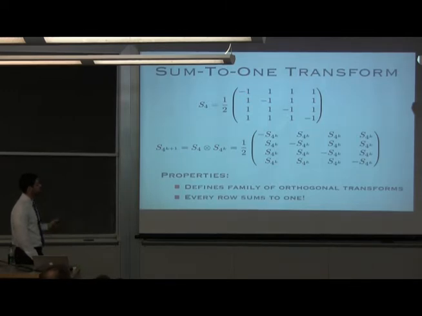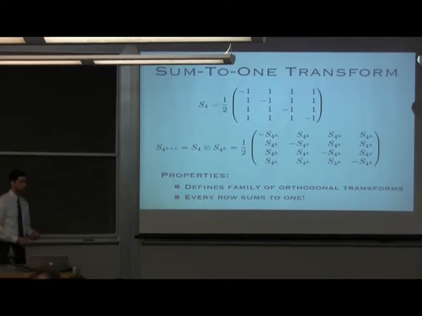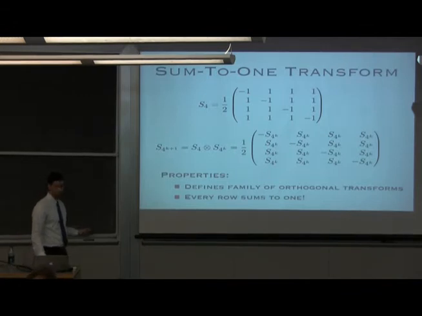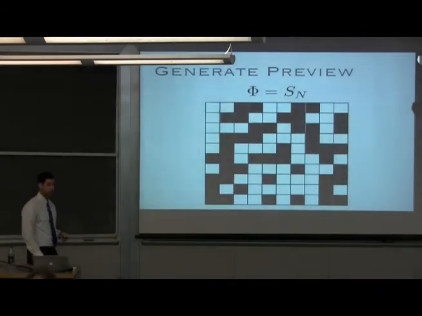And we can use this stencil to build larger and larger matrices by taking Kronecker products of the smaller matrices with the stencil, just like we did for the Hadamard transform. And it turns out that this defines a family of orthogonal transforms, and it has the property that every row of the transform sums to 1, as opposed to the Hadamard transform where every row sums to 0. And in addition to that, if you take a transform and you break it up into subblocks, it consists of a bunch of smaller subtransforms that each sum to 1. It turns out that this sum-to-1 property is going to be important when we construct low-resolution previews.